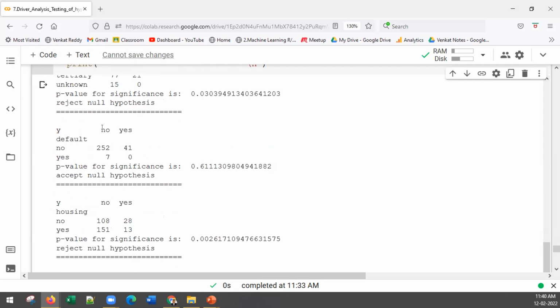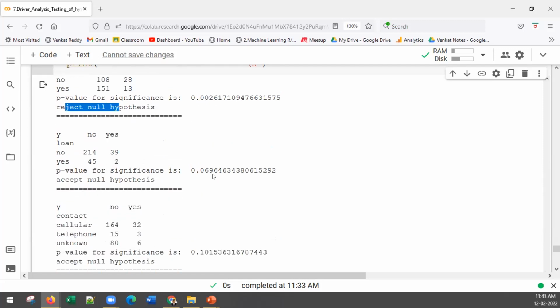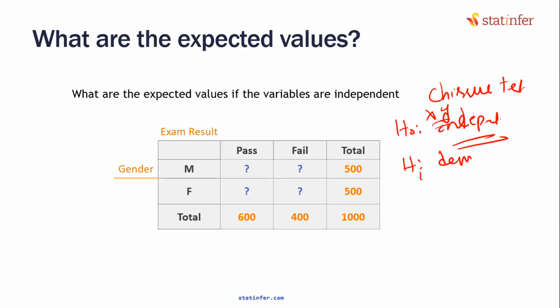What about this one? Same variable, we ignore that, y versus y only. Housing loan, yes or no, versus like that. So based on whether you accept or reject the null hypothesis, this is known as the chi-square test of independence. It is used to test whether two categorical variables are independent or dependent.